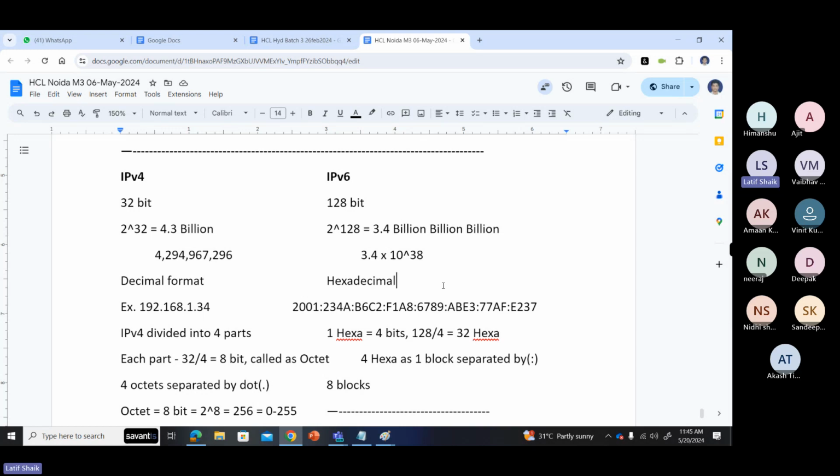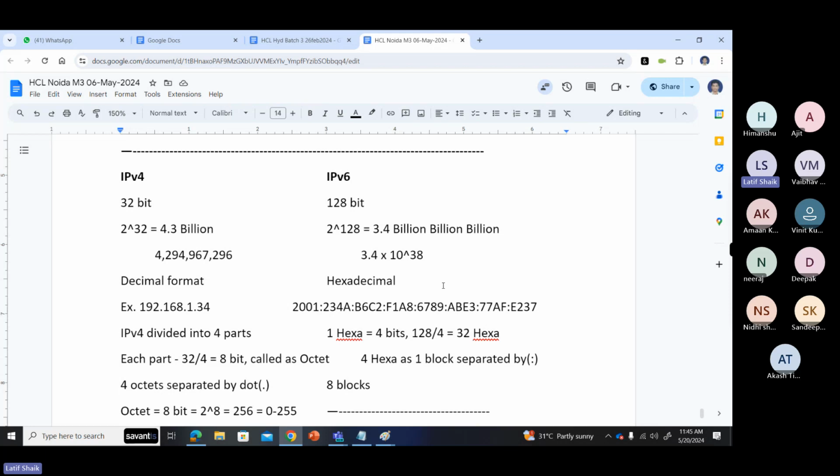Along with IPv4, researchers at IETF, IANA, ICANN, those people formulated some other versions, IPv5, IPv6 and so on, and they found IPv6 is much more advanced, and it is good for another 50 to 100 years, no problem. Okay, so IPv6 gives 3.4 billions of IP addresses.